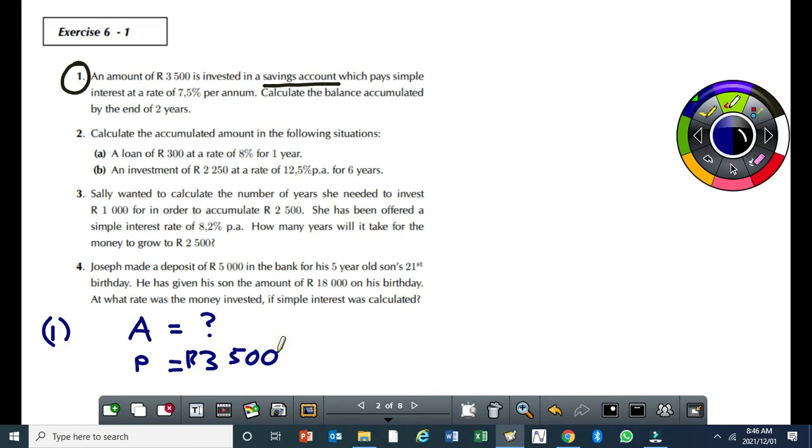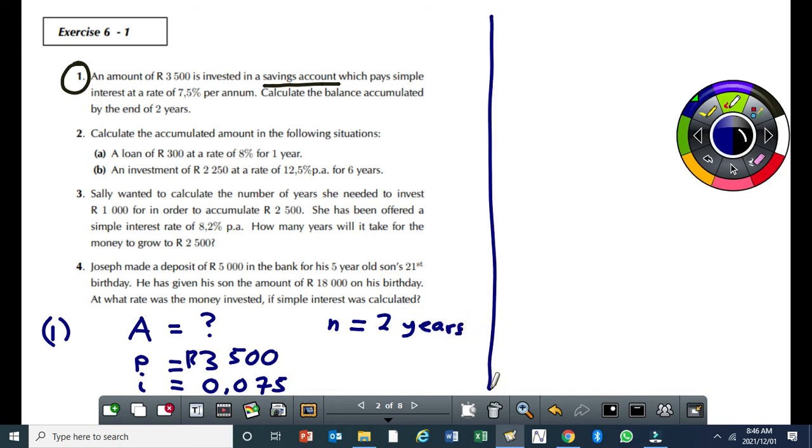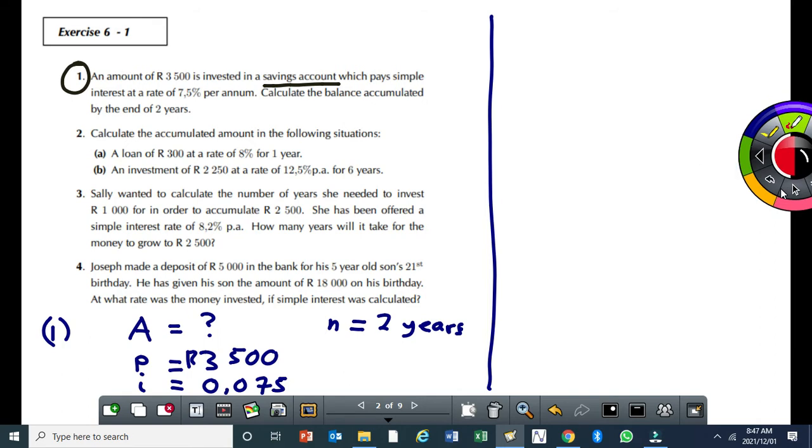The amount which was invested is 3,500 rand. And our interest I, which I told you will be equal to the rate divided by 100, so this will be 7.5 divided by 100, that's 0.075. Right? Then our N is going to be 2 years. So let me do the calculation. I'll write my formula: A equals P times 1 plus I times N.